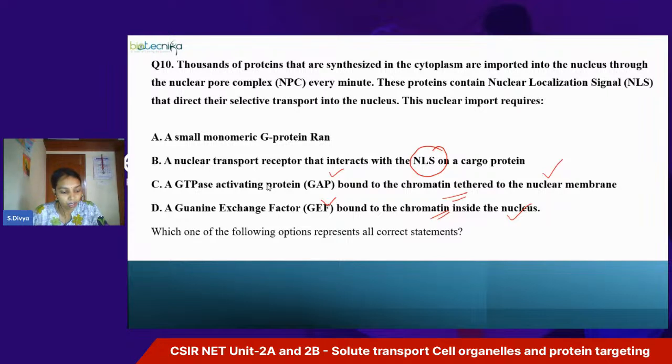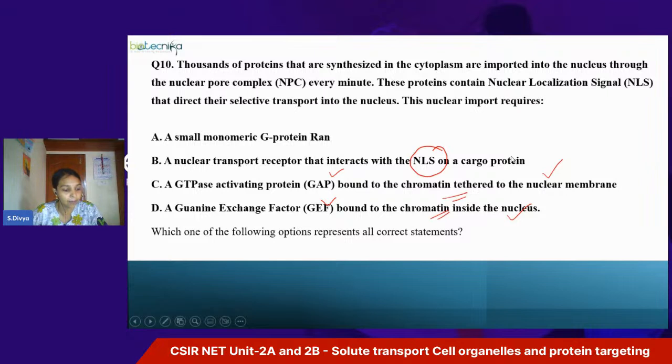Any other answers? Now, this is a very favorite part of CSIR. Every time you expect a question, till the last exam also, if you go through the question paper, you will find a question being asked from this NLS, specifically the nuclear import. Very favorite of CSIR, and in the past also you will find questions do come from here, and that too in the form of 4 marks.